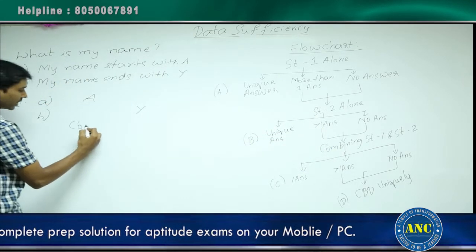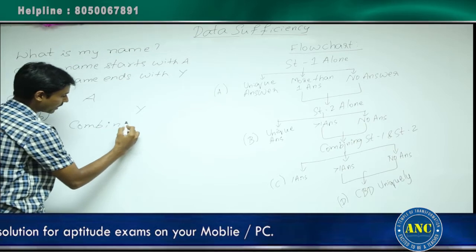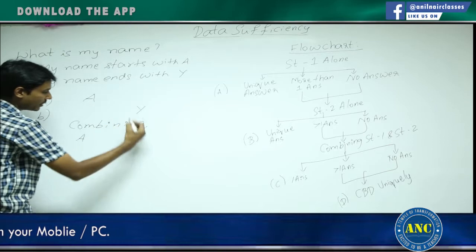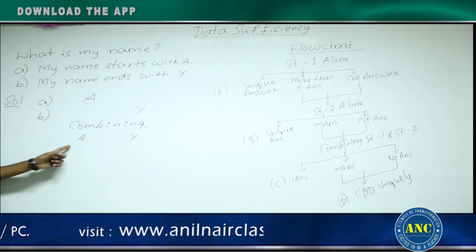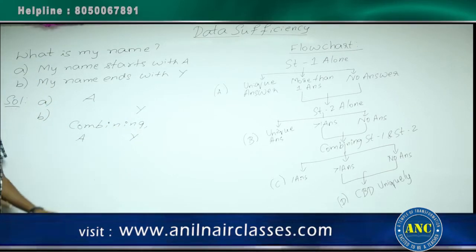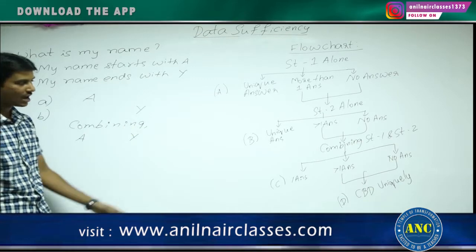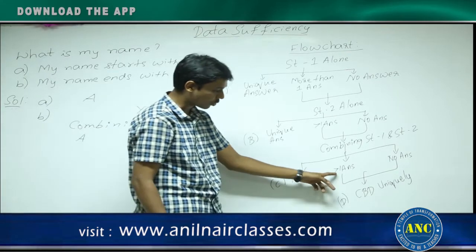If I combine both the statements, statement 1 and statement 2, my name is starting with A and my name is ending with Y. If a name is starting with A and ending with Y, can you uniquely tell that my name is Ajay only? You cannot tell. It can be Ajay, or it can be a 5-letter word, 6-letter word, any letter word.